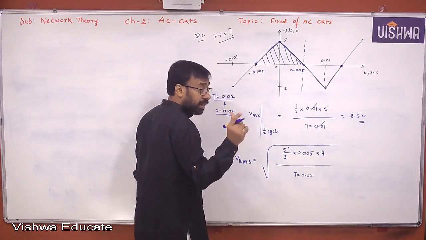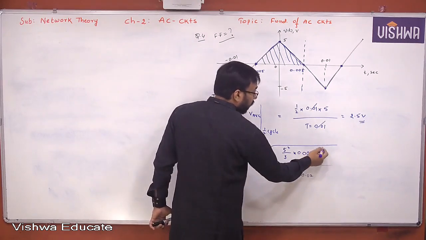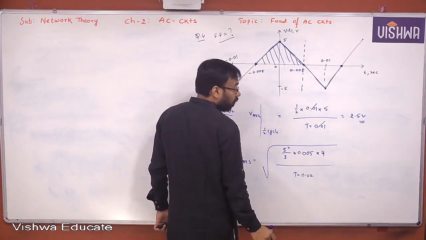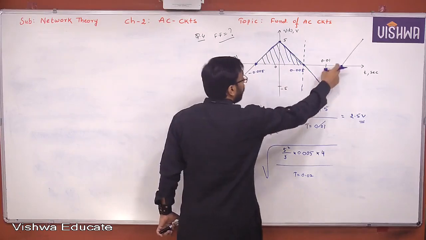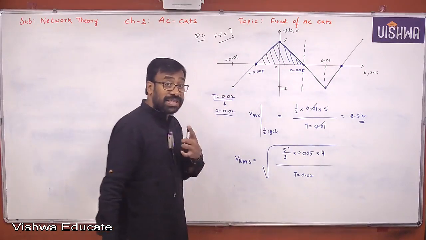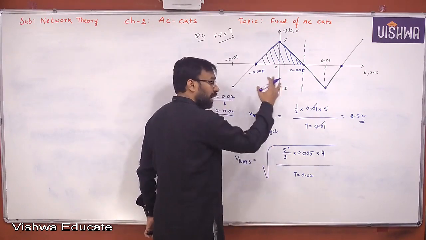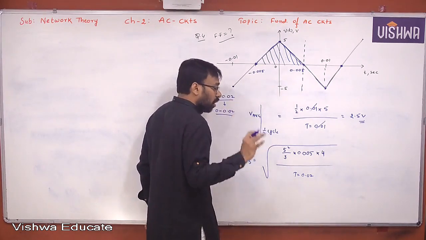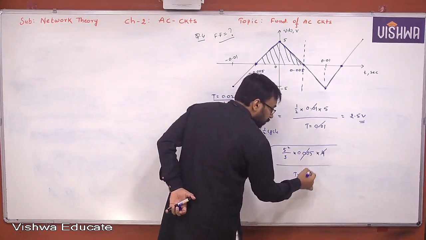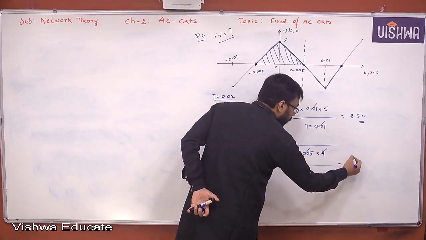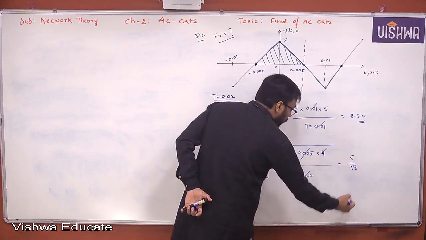That means there are 4 such similar ramps available with the same height and the same width. That is why I put 4 here, multiplied by 4, because there are 4 similar ramps available. I think all of you understand this. It's very, very important. If you don't follow this method and you follow integration, I'm sure it will take a lot of time. This will cancel, and we get 5 by root 3. Understand all of you?